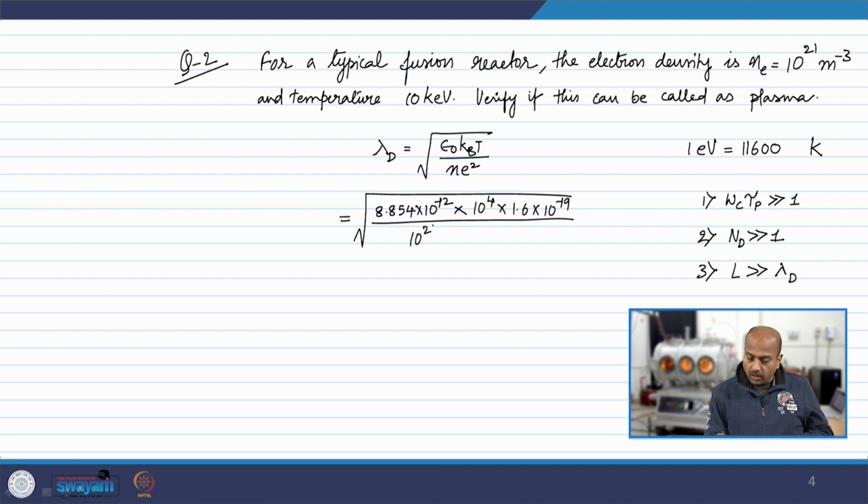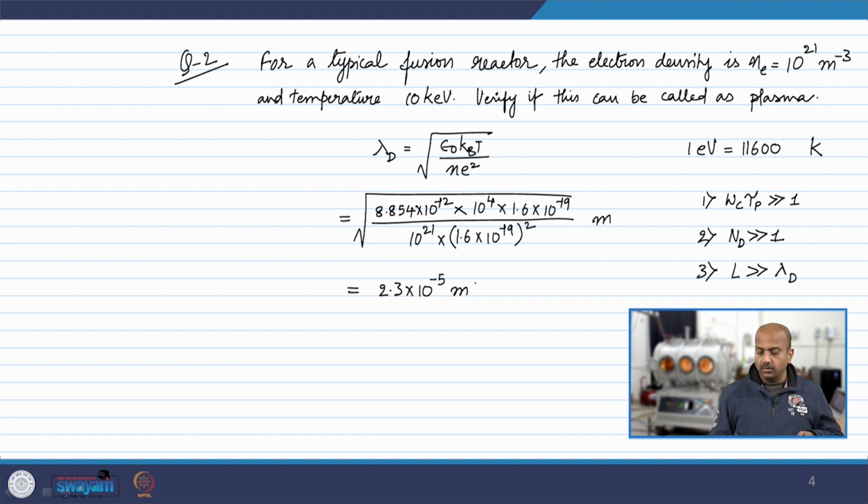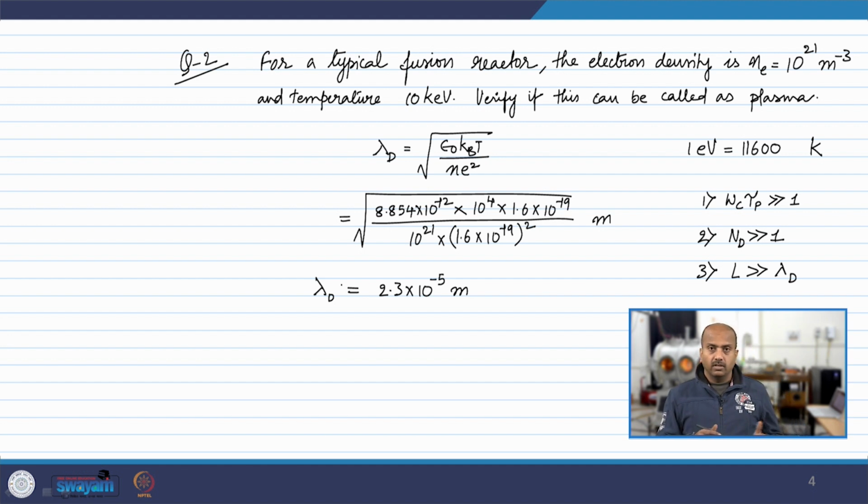n is 10 to the power of 21, the charge density. Electron charge is 1.6 times 10 to the power of minus 19, e square. The units are meters, so this will become 2.3 times 10 to the power of minus 5 meters. So, lambda d is of the order of this. What it means is that if you try to put some external electric field, this is the distance up to which the electric field can penetrate. Beyond this, the electric field will be invisible, right.